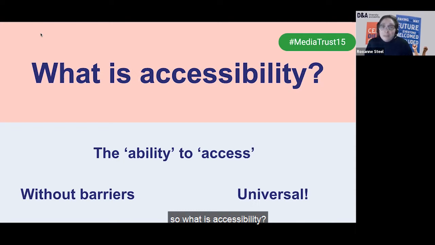So we keep talking about accessibility. So what is accessibility? Like I said before, it's the ability for everyone to access without barriers. This must be universal. So this also includes the digital space.